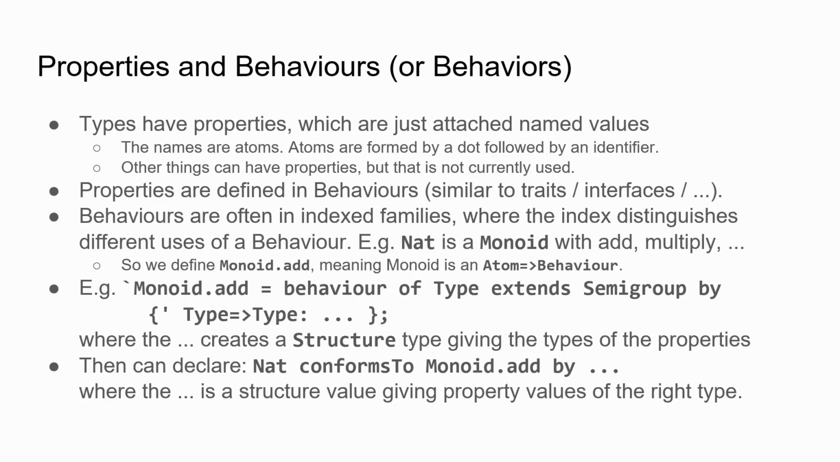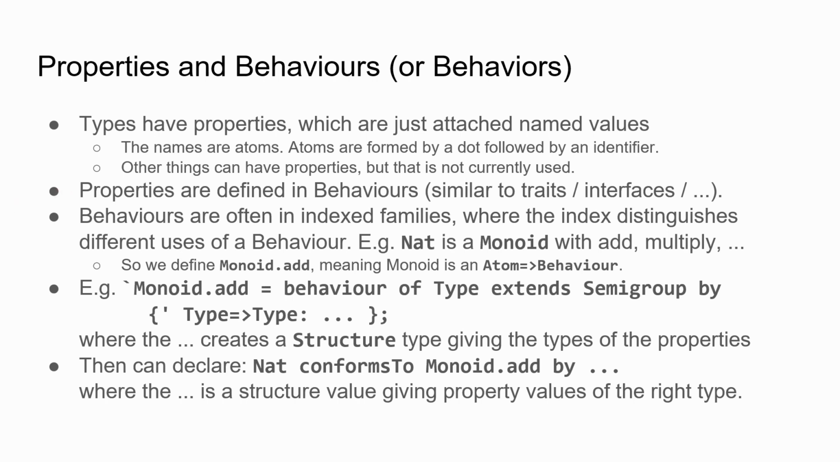All types have properties, which are just attached named values. The names are atoms. Now, atoms are formed just with a dot and an identifier. Other things can have properties. Anything known at compile time can have a property, but that's not used. Only properties of types are currently used.